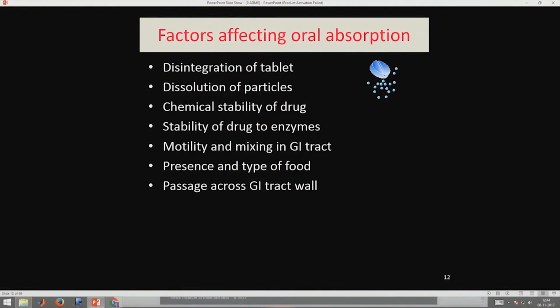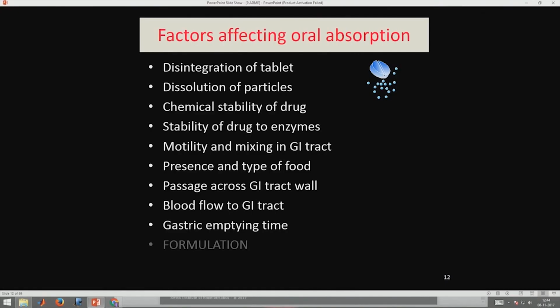Passage across the GI tract wall, that means through passive diffusion. So the permeability has to be reasonably good, which we talked about in the previous classes. Then blood flow to the GI tract, so it depends on there being good blood flow. Gastric emptying time, because as I showed you in the previous class, the emptying time varies. For example, in the stomach it could be only about 3 hours max, whereas in the small intestine it may go to several hours, and in the large intestine it could go into several days. So the emptying time matters.